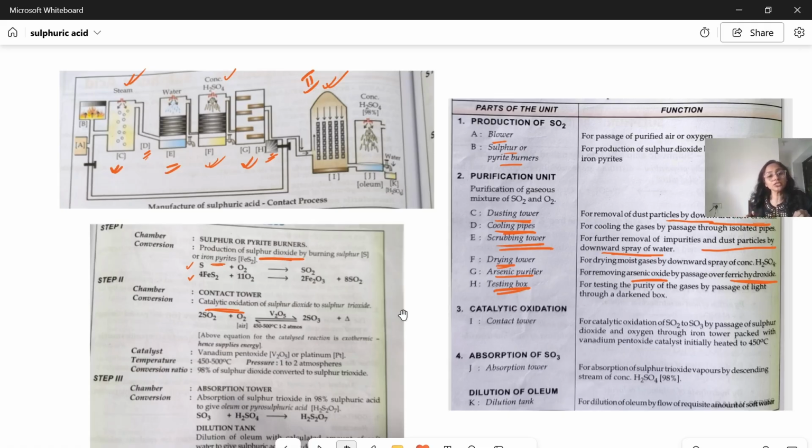And catalytic oxidation means it involves a catalyst. What is the catalyst that is present? The catalyst is V2O5, called vanadium pentoxide. Now this vanadium pentoxide is not the sole catalyst that can be used. Even platinum can be used as the catalyst, but platinum is not used.